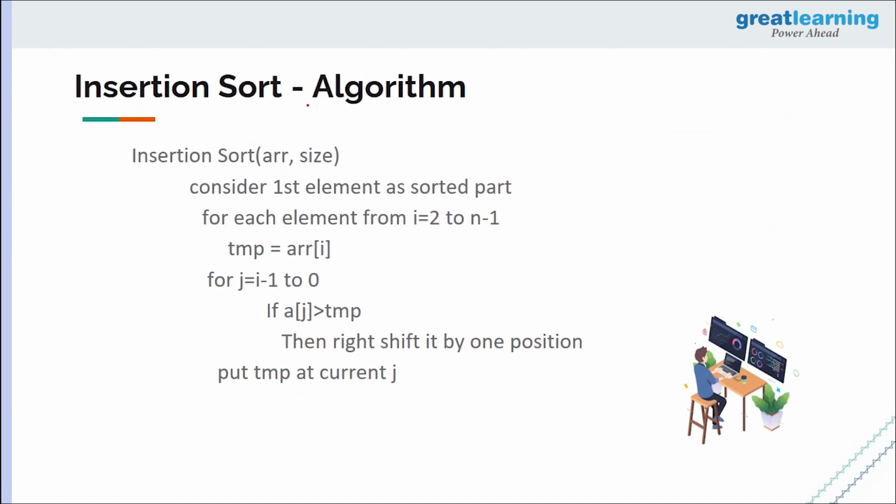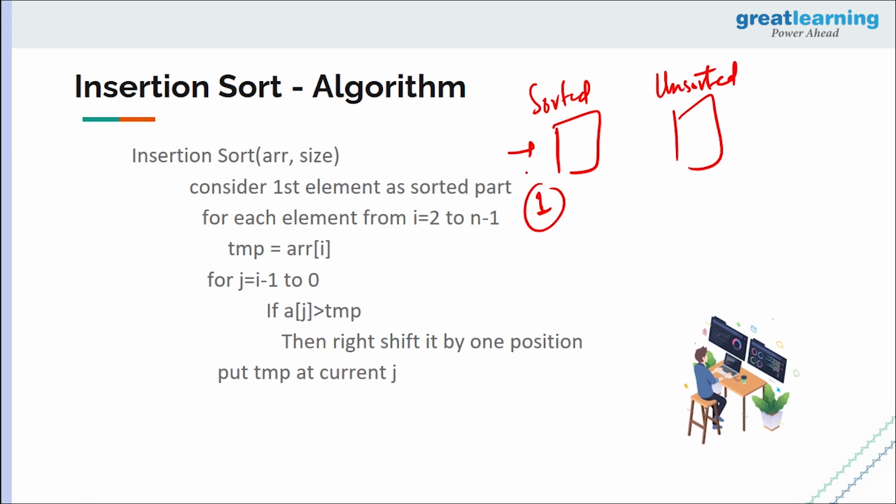Now let's try to understand the insertion sort algorithm. In this algorithm, we will have two parts: one is the sorted part and another is the unsorted part. The one element in your hand is obviously sorted, so we will not consider that first element, and we will start our iteration from the second element.